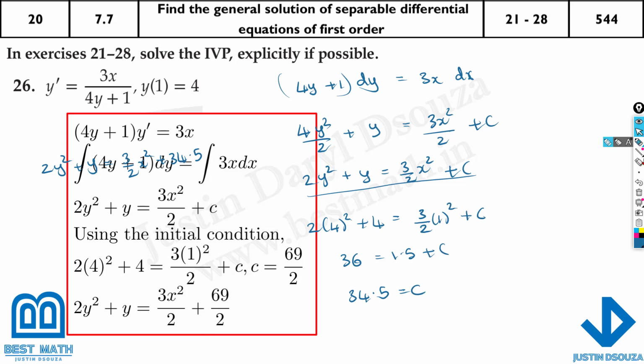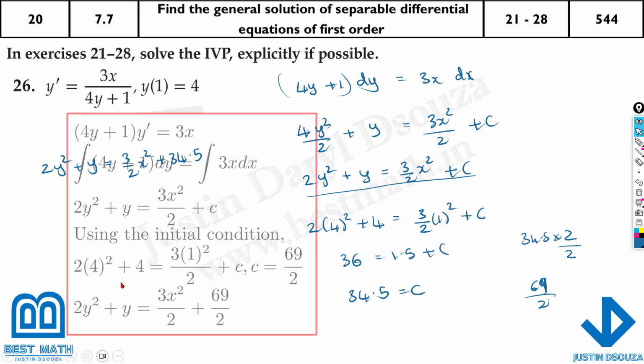Here we go. Now they have written 69. Let's just do this. It should be 34.5 times 2 by 2. So it'll be 35 times 2 is 70. Yeah, 69 by 2. Yes, that's correct. It's the same thing. You can just use the calculator here. If you put 34.5 directly, you'll get 69 by 2. Or if you press SD after putting this, you should get 34.5. It's the same thing. And yes, the values are correct.